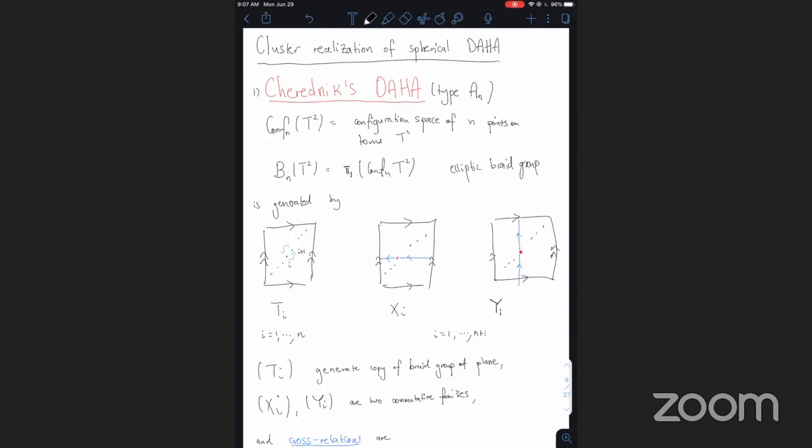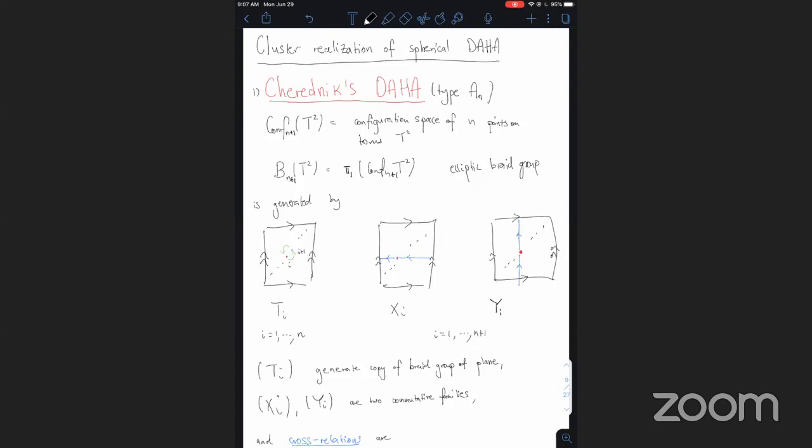As you can see drawn, the generator T_i simply takes the ith and (i+1)st of our n points and rotates one, say, clockwise around the other. So we have a copy of the braid group of the plane sitting inside our elliptic braid group. And we also have two other families of generators. X_1 up, sorry, I suppose I've already made a mistake in my indexation. Let me correct things. I really want to be thinking about n+1 points on the torus, in which case we'll have n simple transpositions. And then we'll have n+1 generators, one for each point, x_i and y_i.